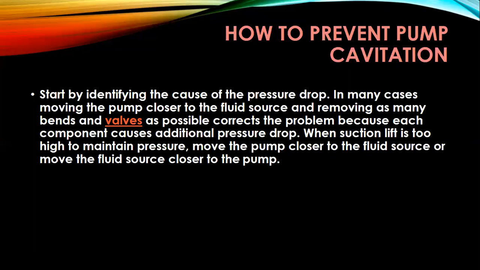How to prevent pump cavitation? Start by identifying the cause of the pressure drop. In many cases, moving the pump closer to the fluid source and removing as many bends and valves as possible corrects the problem, because each component causes additional pressure drop. When suction lift is too high to maintain pressure, move the pump closer to the fluid source or move the fluid source closer to the pump.